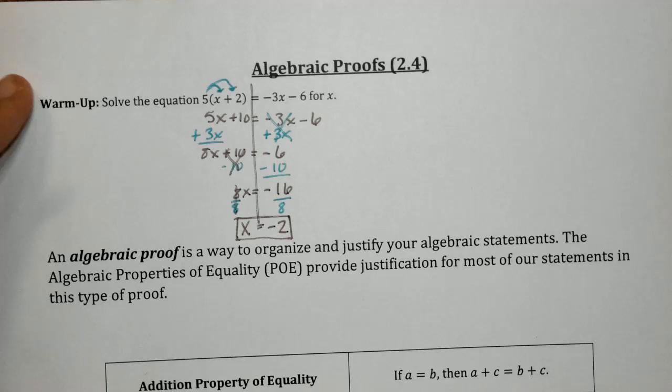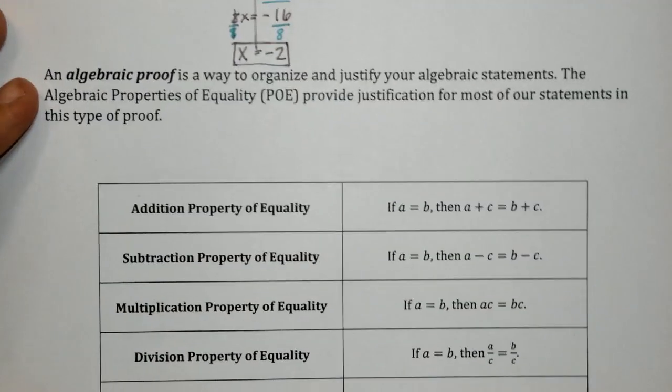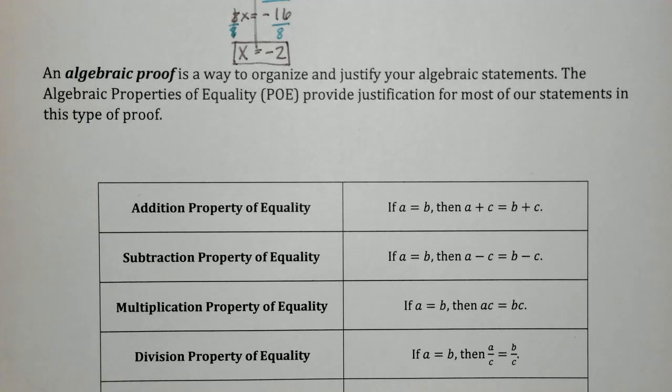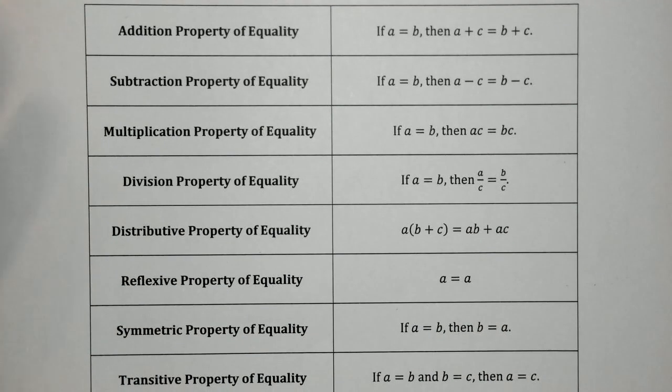Now, talking about your algebraic proofs, the way that you can organize your algebra work and also justify why you made that move, what did you do? So we have these things called algebraic proofs of equality, POE. So you'll see me writing POE. These are going to provide us with those justifications. So going through these very quick, guys, most of them are very simple.